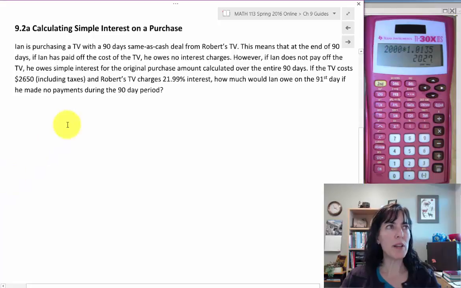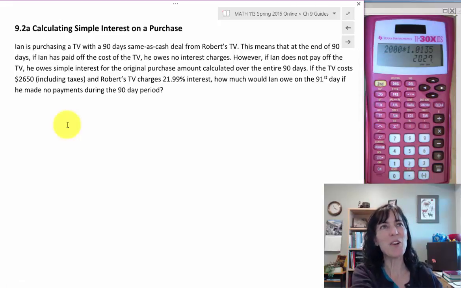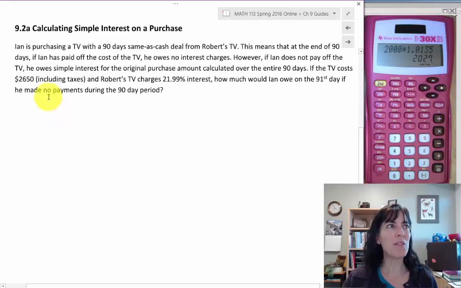Ian is purchasing a TV with a 90 days same as cash deal from Roberts TV. That's a local TV place in town. This means that at the end of 90 days, if Ian has paid off the cost of the TV, he won't owe any interest. But if he doesn't pay off the TV, he'll owe simple interest for the original purchase amount calculated over the entire 90 days.